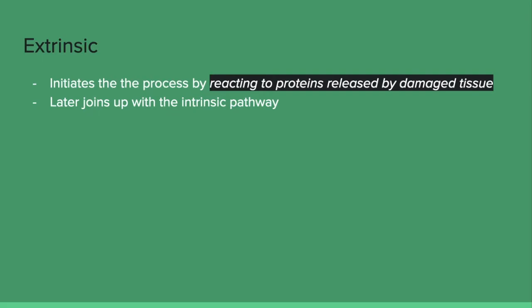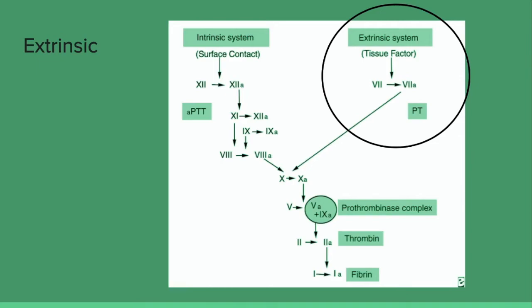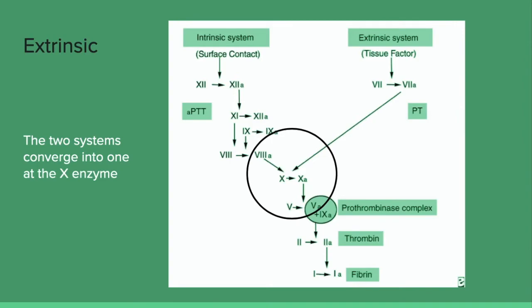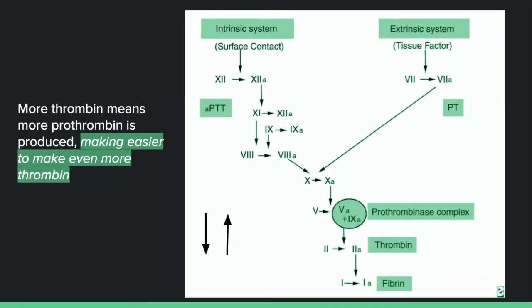The process starts when the damaged tissue releases proteins that then combine with factor 7A, which converts into factor 10A, where it then converges with the intrinsic pathway. The two cascades come together both to convert prothrombin into thrombin, the very presence of which produces even more prothrombin, meaning it feeds off itself to speed up the production process.